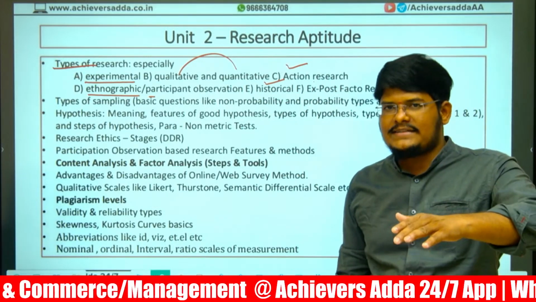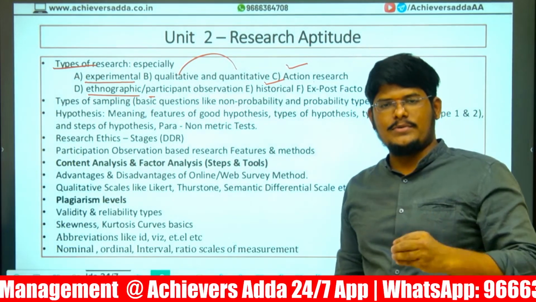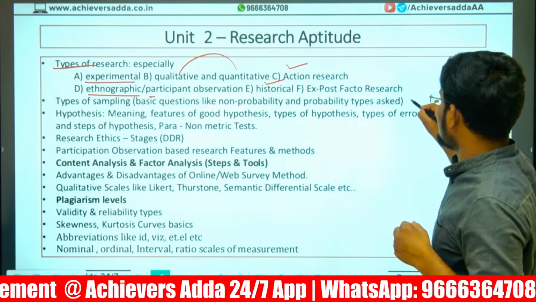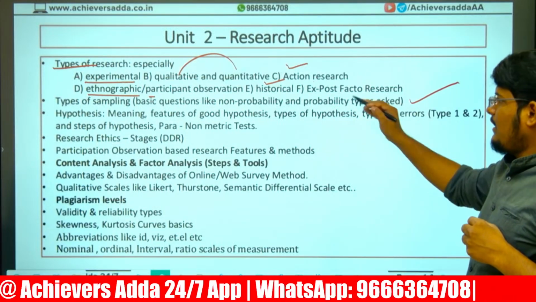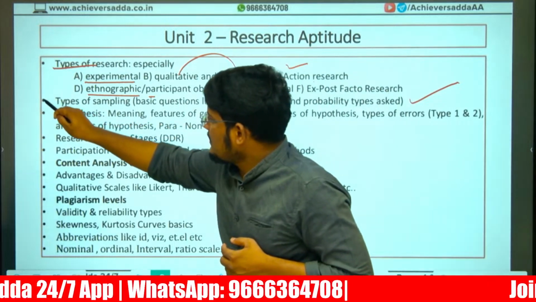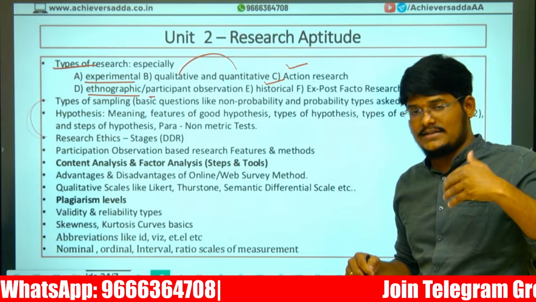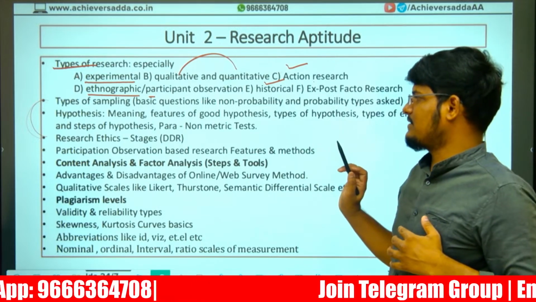Next, probability sampling, non-probability sampling. Which are the methods of probability, methods of non-probability? One question is guaranteed. And if this is not asked, they will go for the research ethics. Either sampling or ethics, any one only they can ask. They usually ask either sampling or else ethics.